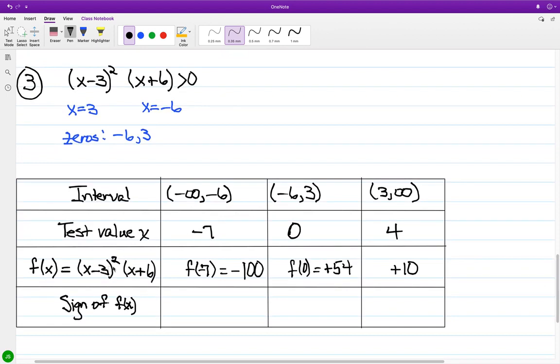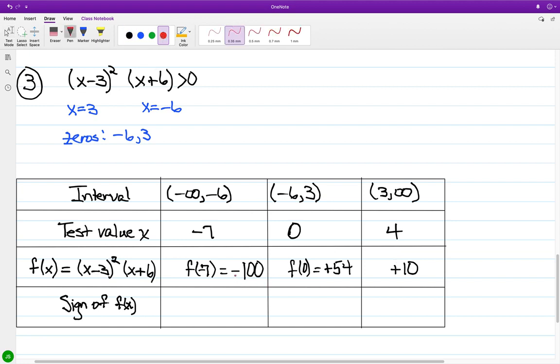Taking each of these inputs, if I have f of x equal to x minus 3 quantity squared times the quantity of x plus 6, if I plug in -7, the output is -100. Plugging in 0, you have -3 squared is 9, times 6. 9 times 6 is 54. And with x at 4, 4 minus 3 is 1, the square of 1 is 1, 4 plus 6 is 10, and 1 times 10 is positive 10.